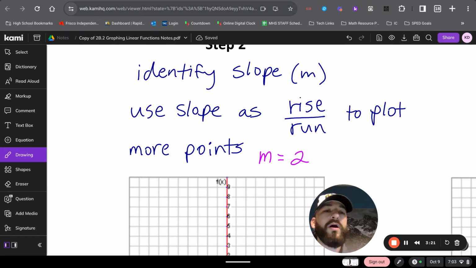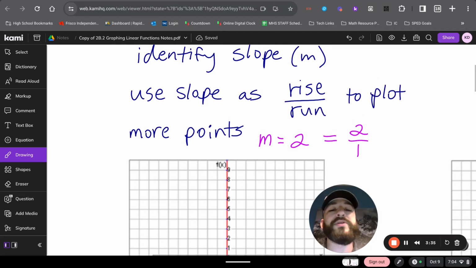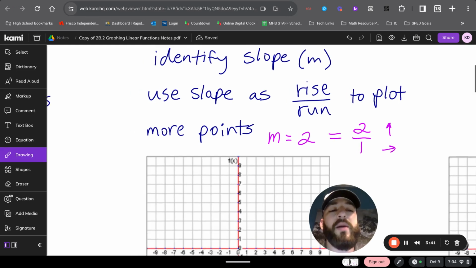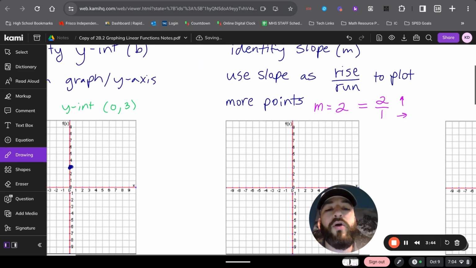And if you recall, when we were talking about slope, whenever we want to represent slope, we want to represent it as rise over run. So if we do have a whole number for slope, we want to go ahead and rewrite that whole number as that number divided by 1. So we are going to rise by 2 and we're going to run by 1. Okay, so up by 2 and over by 1.